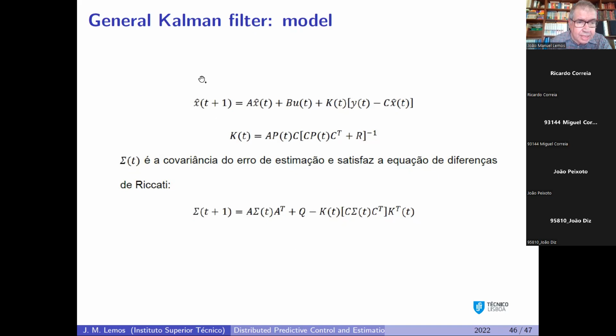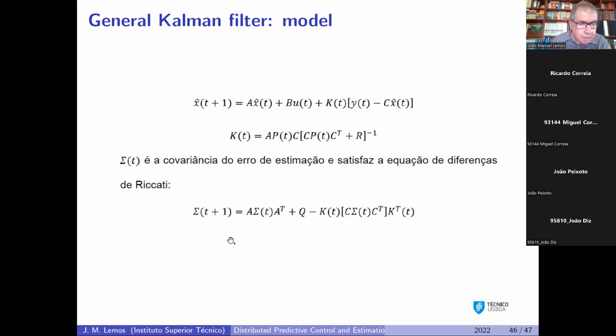But when we have x of t plus 1 equals A x t plus B u plus some noise, and y equals C x plus some noise, in general, where now A, B, and C are matrices and x is a vector, the Kalman filter can be written in this way. So it's the expression of the observer, but now you are optimizing the gain using this expression that depends on this matrix P.